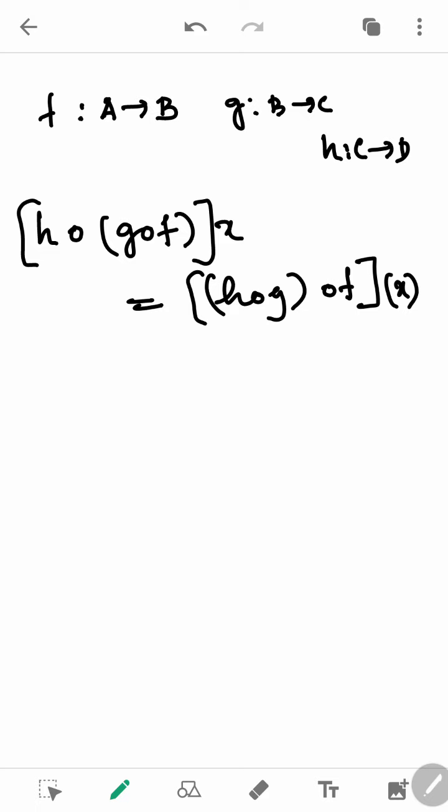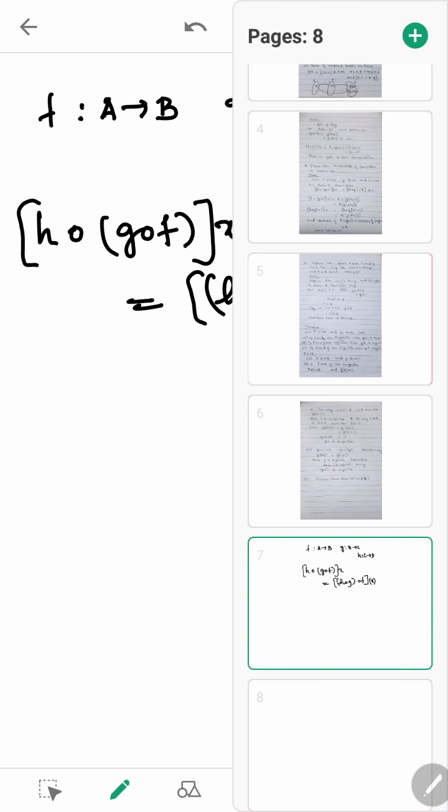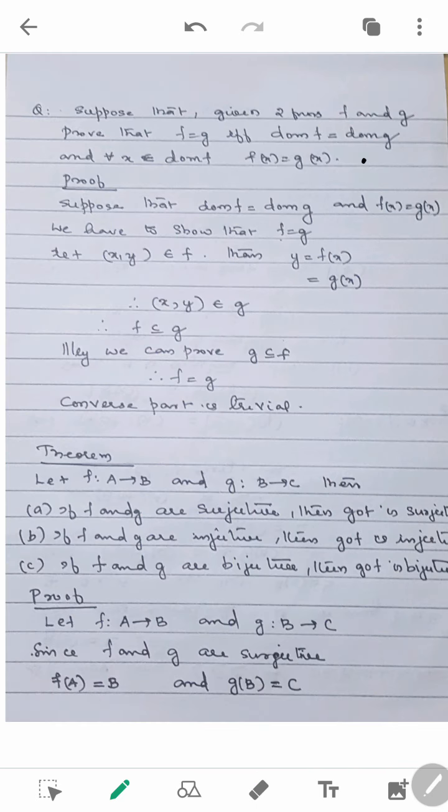Before proving that, we will prove one theorem. Suppose that given two functions f and g, prove that f is equal to g if and only if domain of f is equal to domain of g, and for all x belongs to domain of f, f of x is equal to g of x. This is an if and only if condition. We have to prove that if domain of f is equal to domain of g, and f of x is equal to g of x, then f is equal to g.